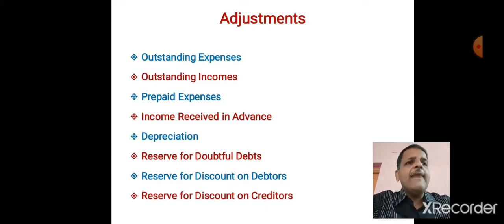Let us see an example. When we have interest received in advance 20,000, what do we have to do? We have to deduct that 20,000 from interest on the credit side of the profit and loss account. That is one effect. And for the second effect, we have to show interest received in advance on the liability side of the balance sheet. Now let us go towards the fifth adjustment.